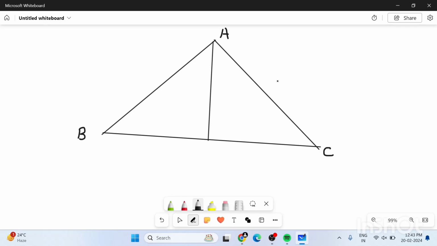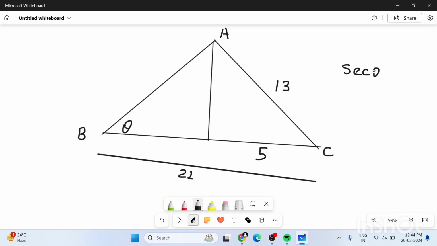On this side is given 13, this side is given 5, and this total side is given as 21. The angle of reference here is theta. This angle we need to find. In this question, we are to find the value of sec theta. The question is to find the value of sec theta.